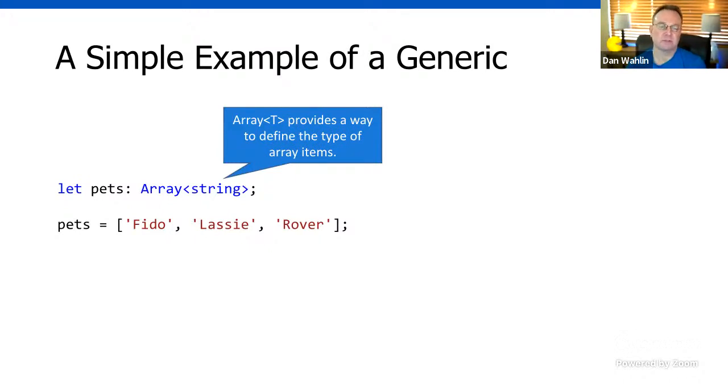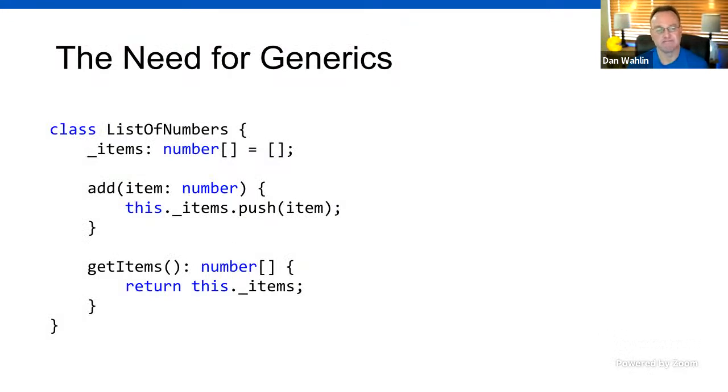But another option in TypeScript is we could use generics to define the type of the array. So for example, we could say pets is of type array of string. So if you're new to this, substitute the word of when you see the less than right here. So array of string. Now we can only put string items in the array. Now that would be the most simple example of generics that you're going to come across in TypeScript in general. So let's talk about some other use cases.